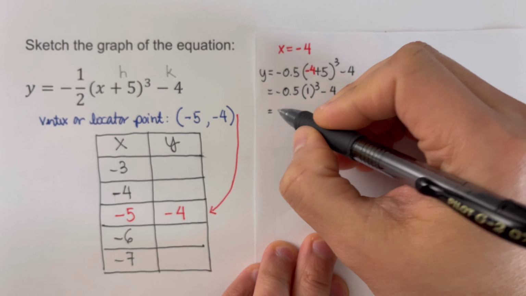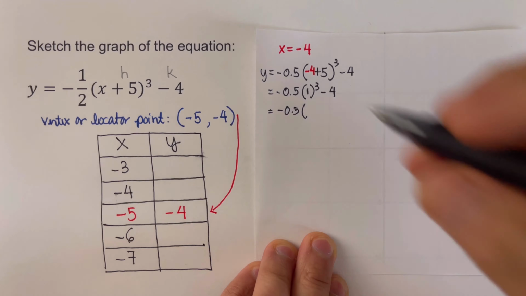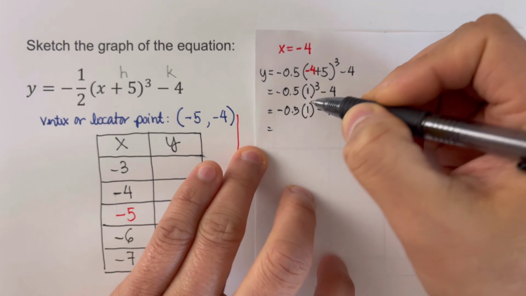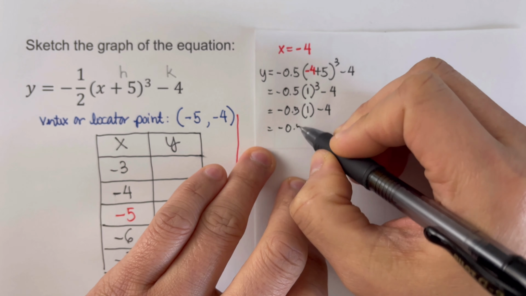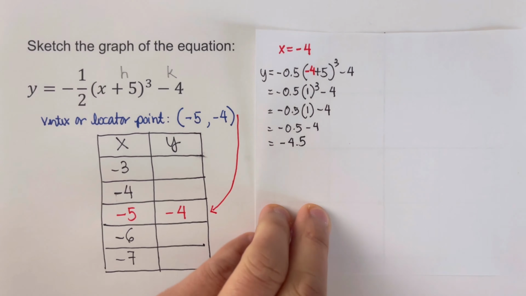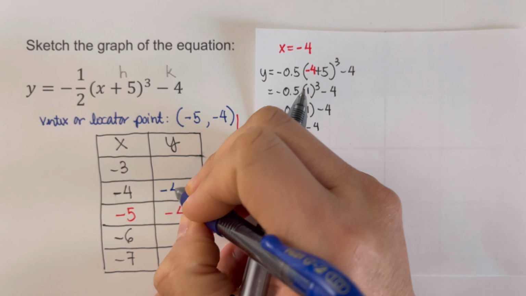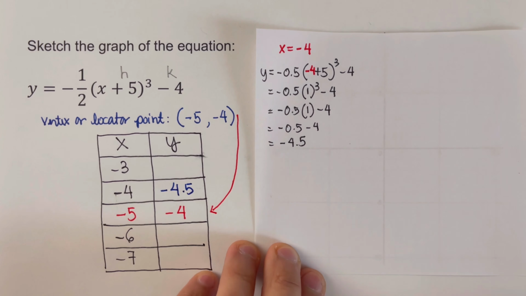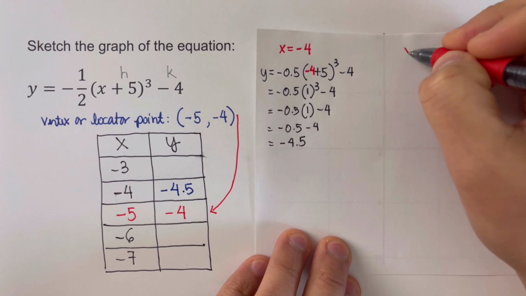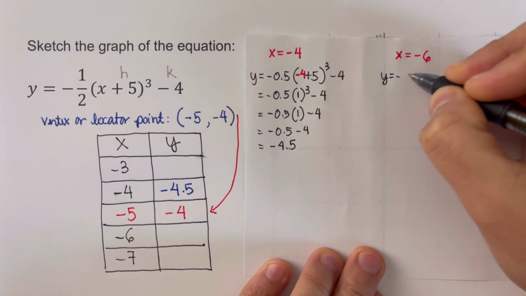So this comes out negative 0.5. 1 cubed means 1 times 1 times 1. That would be a positive 1 minus 4. So negative 0.5 times 1 is negative 0.5 minus 4 is negative 4.5. So this is the value that we put in here. So when x is negative 4, y is negative 4.5. I'm going to show the work when I have to solve for y when x is negative 6. So I will put that in here. X is negative 6. Then I'm going to show the work down here.